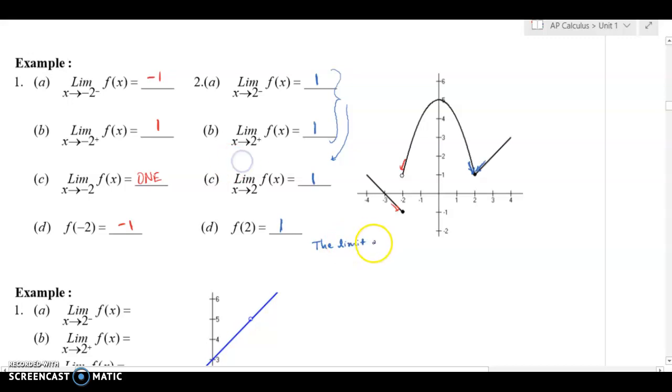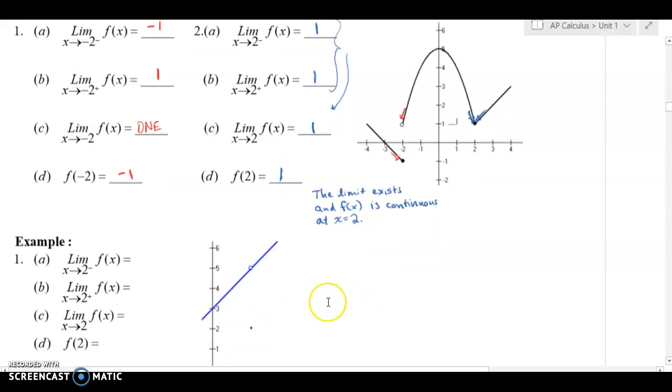The limit exists and f of x is continuous at x equals 2. All right, so don't tell me that the limit is continuous because all of it equals 2, or I'm sorry, all of it equals 1. Tell me that it's continuous because they equal each other. You get what I'm saying? Tell me they're continuous because they equal each other, not because they equal 1.